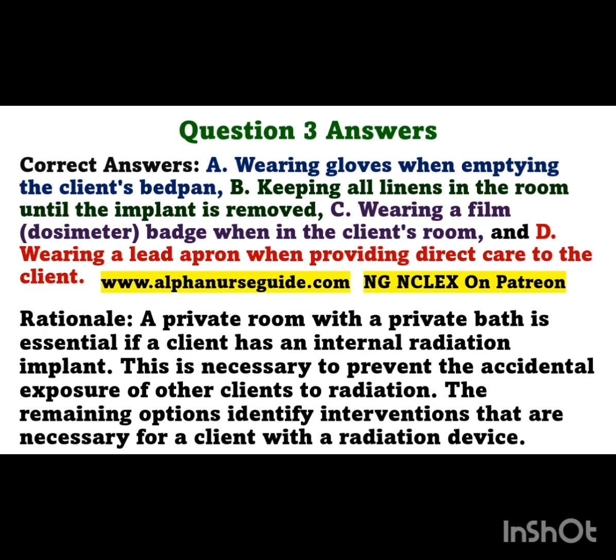Wearing gloves when emptying the client's bedpan. B. Keeping all linens in the room until the implant is removed. C. Wearing a film badge when in the client's room. And D. Wearing a lead apron when providing direct care to the client. Rationale: a private room with a private bath is essential if a client has an internal radiation implant. This is necessary to prevent the accidental exposure of other clients to radiation. The remaining options identify interventions that are necessary for a client with a radiation device.